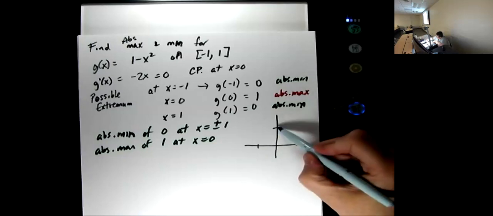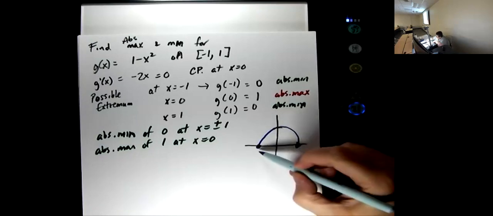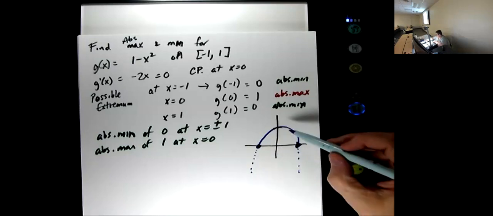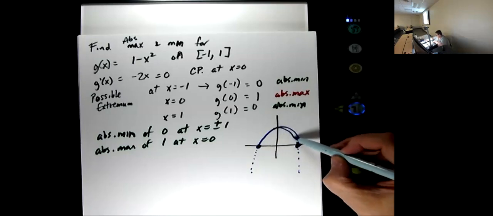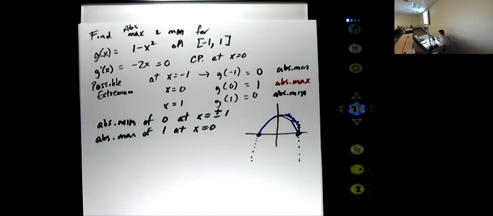If we graph this, it does something like this. Normally the parabola keeps going. I guess I curved a little bit too much right there. It keeps going, but since we cut it off, it had endpoints.